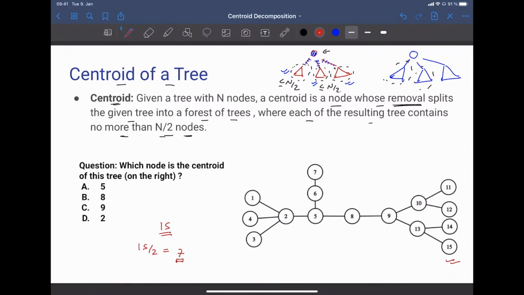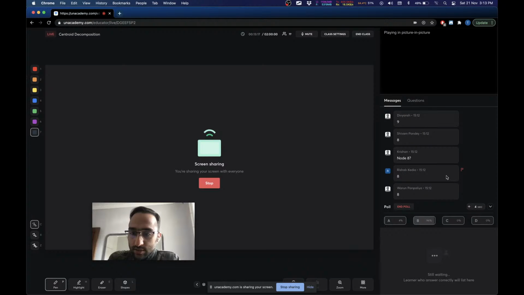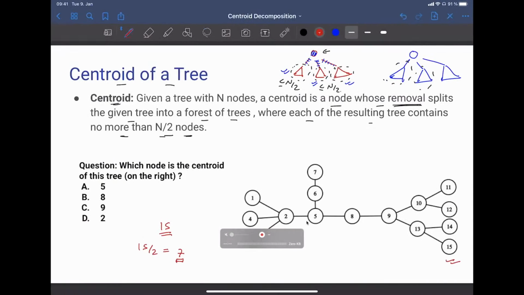Okay, have all of you answered the poll? Let's quickly look at the poll results. Yeah, so the majority of you have answered B, which is the correct answer. B is node 8. Okay, so node 8 is the correct answer.